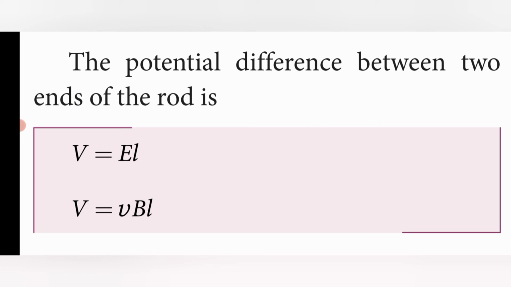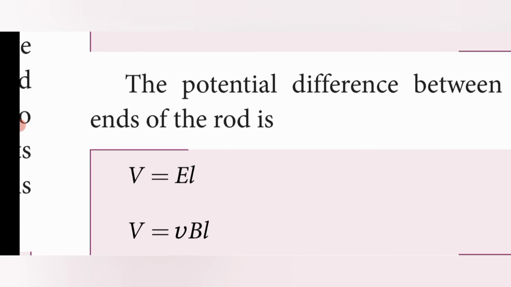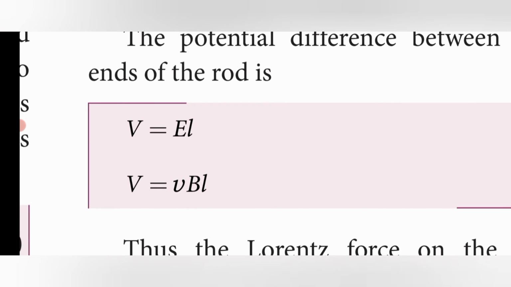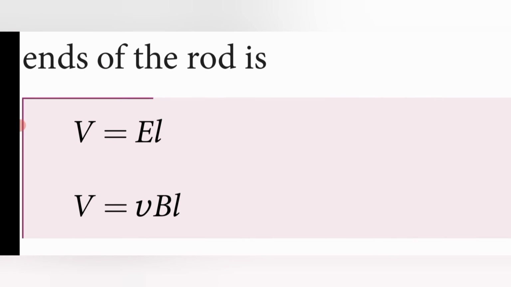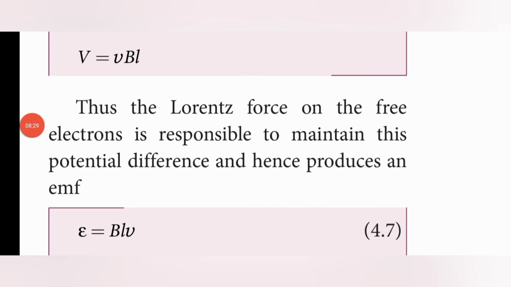So substitute the value of E here. E is equal to vB, so V is equal to vBL. Here capital V represents the potential difference, and small v is the velocity of the rod, which is moving with that velocity. Thus the potential difference V is equal to vBL.